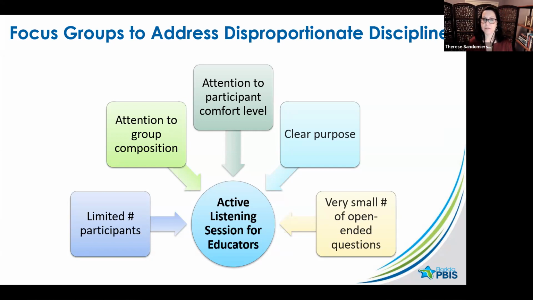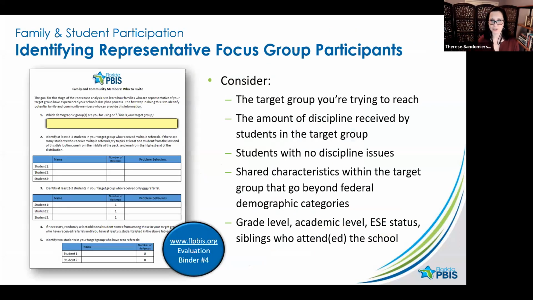Another really key thing is to be very, very clear in your purpose for pulling that focus group together. You can do a focus group to address any number of issues at your school, and you always get really rich, high quality information from those sessions. But you cannot address a lot of things at once because of the nature of conversations. If you ask a question, people will take it in many, many different directions. So when you bring folks together, you have to do it with a very clear purpose in mind and be very targeted in the information you're asking for. And so that kind of leads to that last point of having a very small number of open-ended questions.